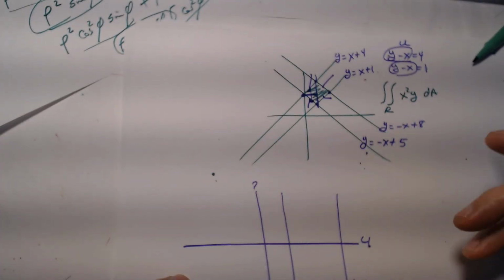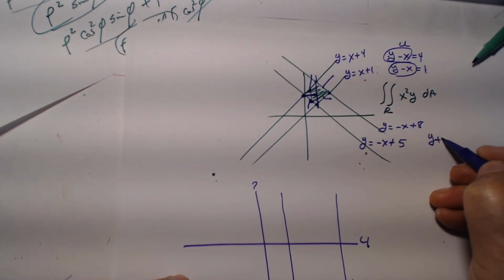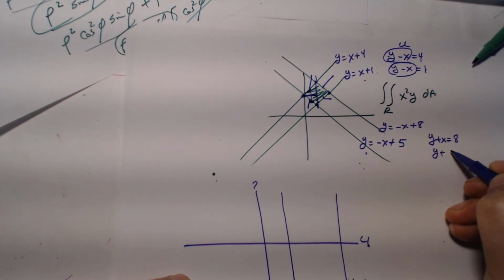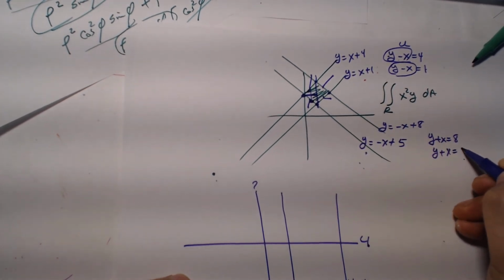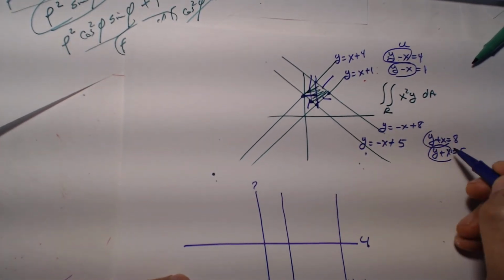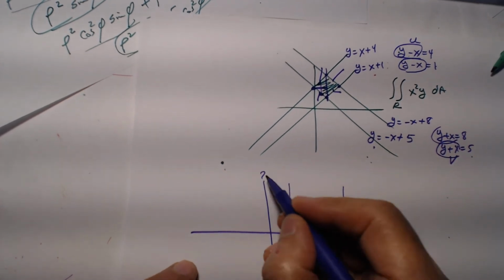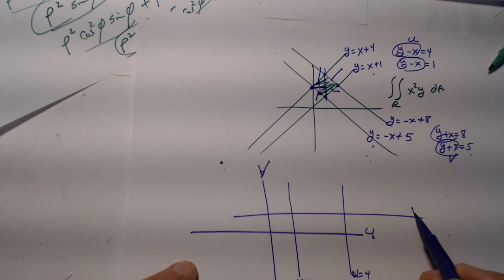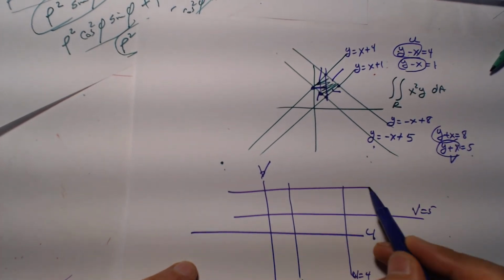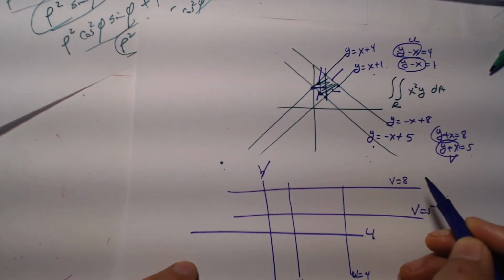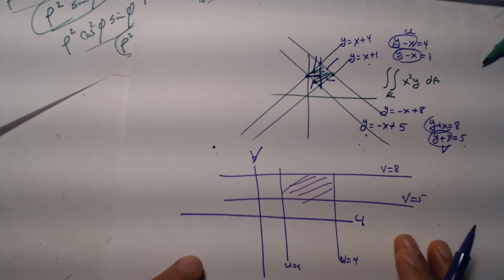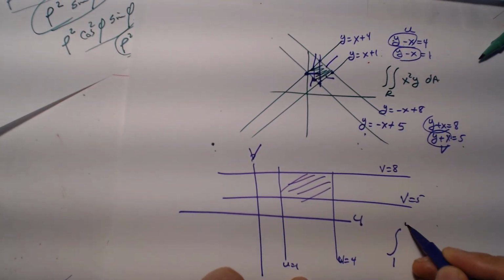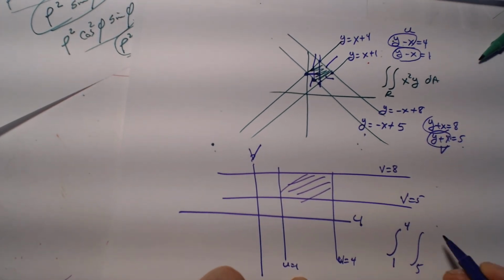Somebody said, what do you do with this line? I'm going to take the x to the other side. I'm going to call y plus x a v. That's my v axis. And I'm going to go from 5 to 8. And I'm going to use that region. And I'm going to do a double integral, 1 through 4, 5 through 8. Don't you love that?